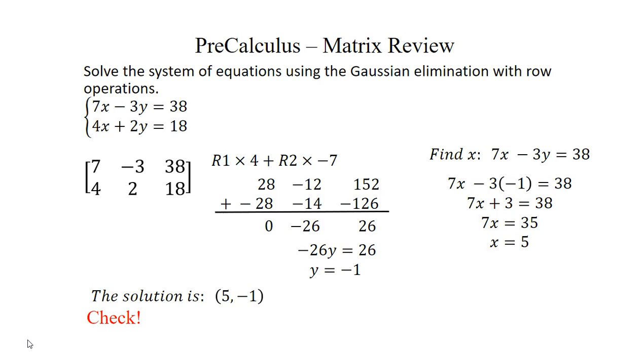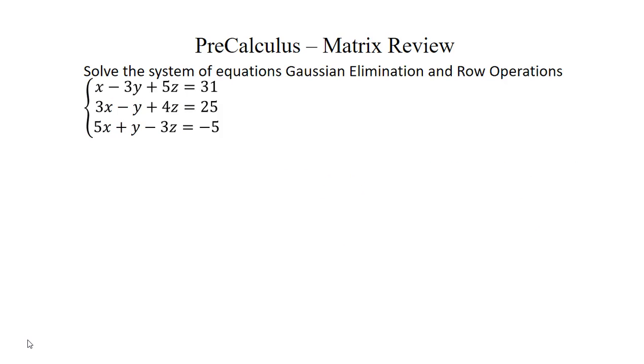All right, let's try one that's 3 by 3. So in this case, we have 3 equations and 3 variables. And don't forget, if it's going too fast for you, you can always pause the video. All right, so we're going to change this into a matrix. So I have my coefficients of x, y, and z, and then my constants in the fourth column.